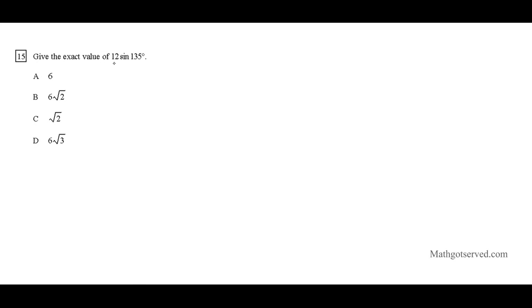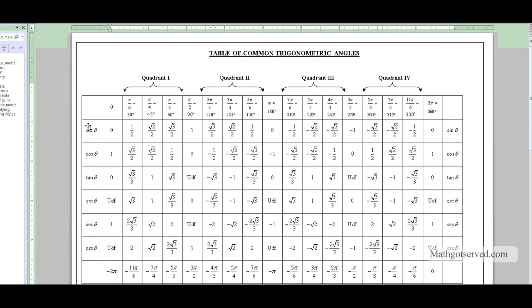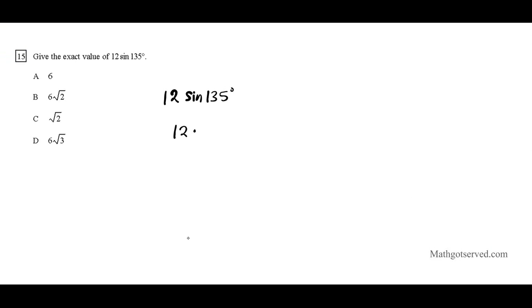All right, let's take a look at number 15. It says find the exact value of 12 sine 135. So what we'll do is we'll use our table of common trig angles to figure out what the sine component is and then multiply by 12. So we have 12 times. Now what is sine 135? Take up our table of common trig angles. So sine 135 is root 2 over 2. Okay, so that's what we're going to use. Root 2 over 2.